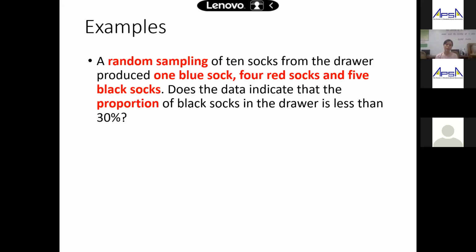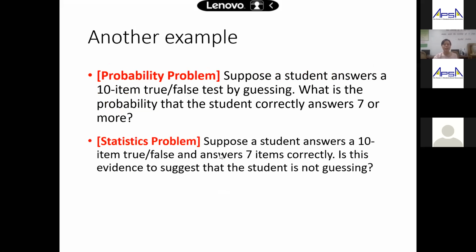So again, we enter into the realm of statistics where you don't know what's inside the drawer, but we get 10 socks, we get a sample. Statistics na yun. Okay. Another example just to give you the distinction.